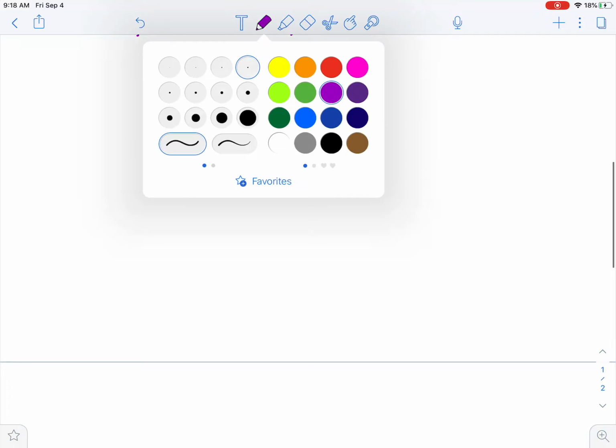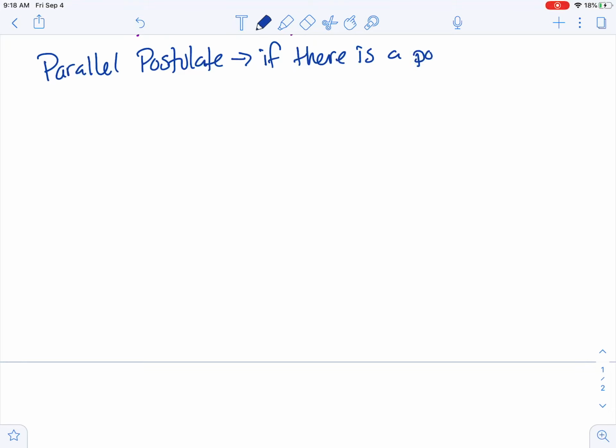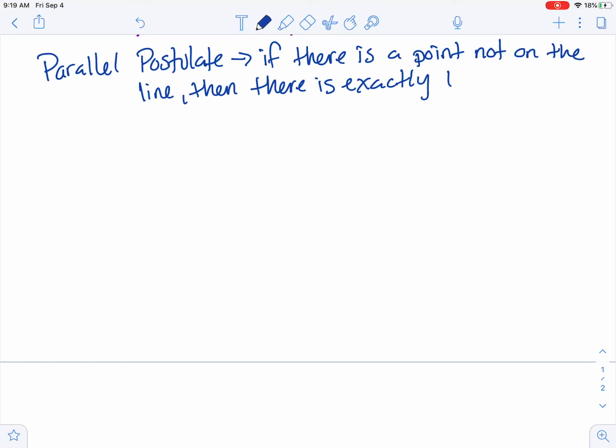All right, we have a couple postulates to talk about. The first postulate is called the parallel postulate. Okay, the parallel postulate says if there is a point not on the line, then there is exactly one parallel line that goes through that point.